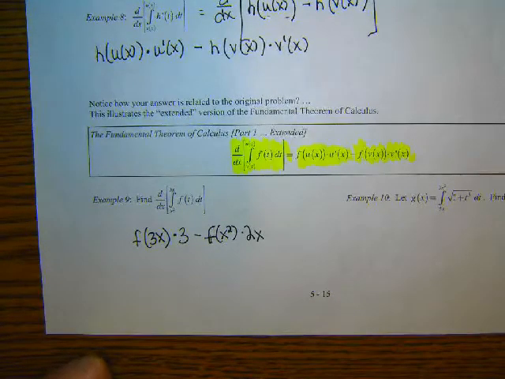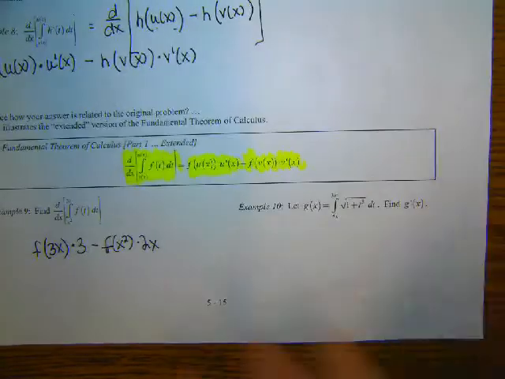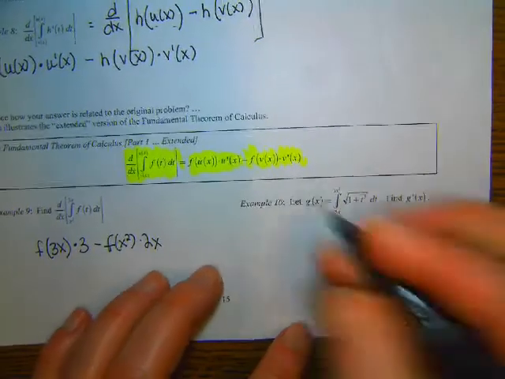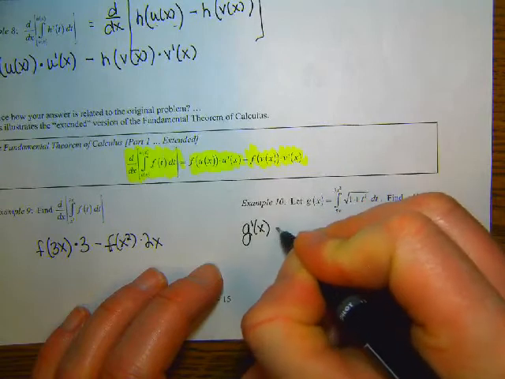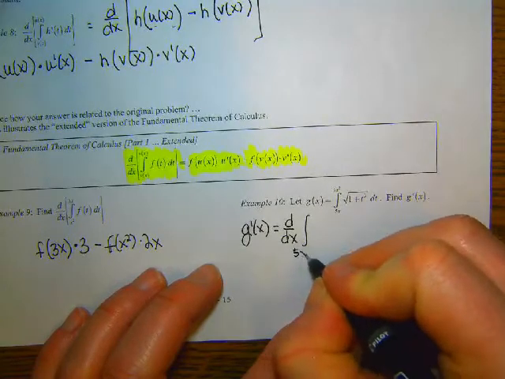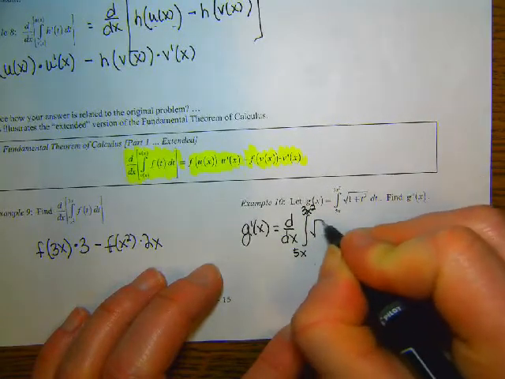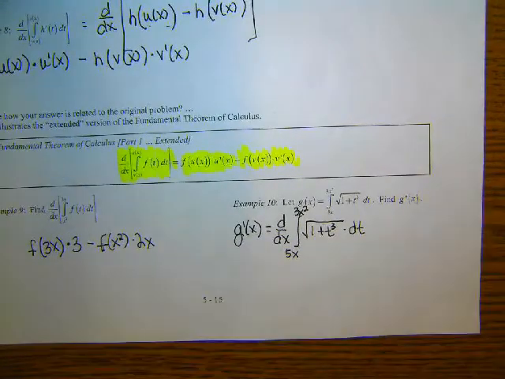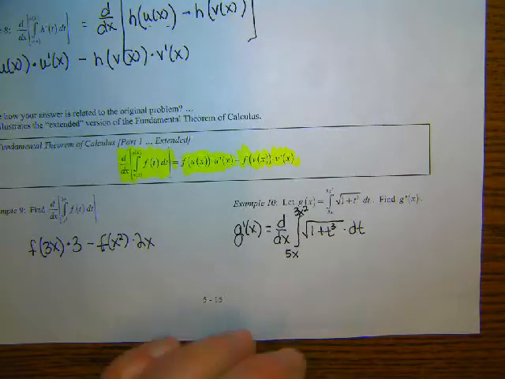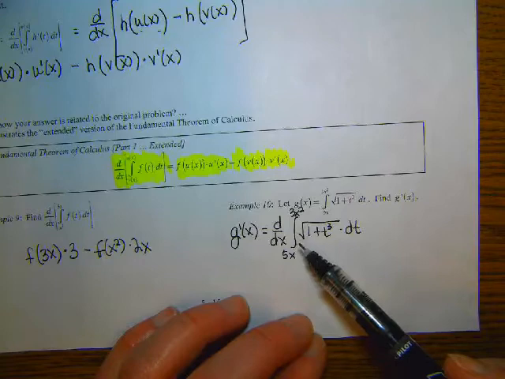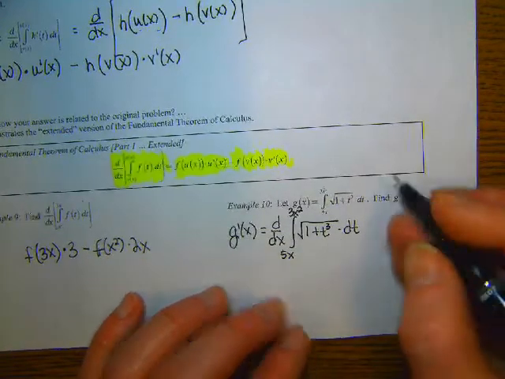Now let's try it with a real function. So let g of x equal this integral. G prime of x is going to be the derivative of the integral of 5x to 3x squared of the square root of 1 plus t cubed dt. So the derivative and the integral symbol cancel, so I'm not going to have to go through that process. So now I'm going to put this in very, very carefully.